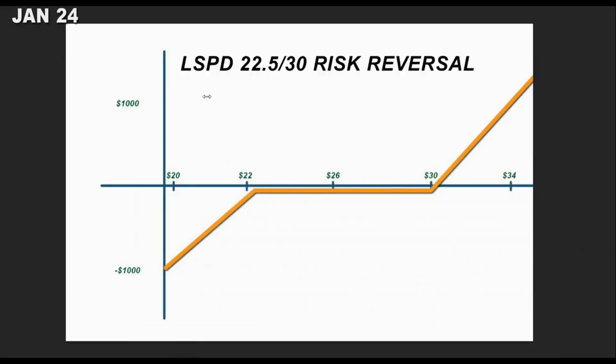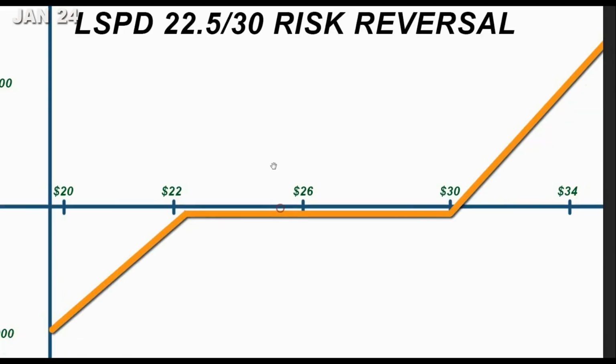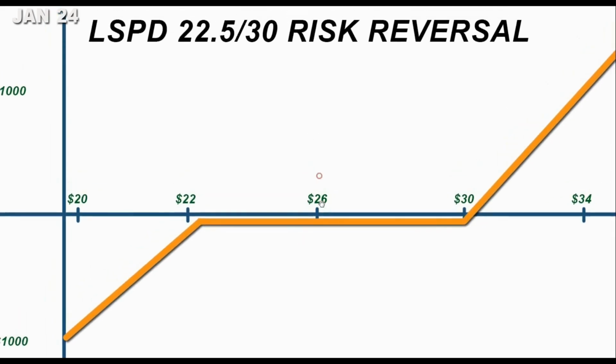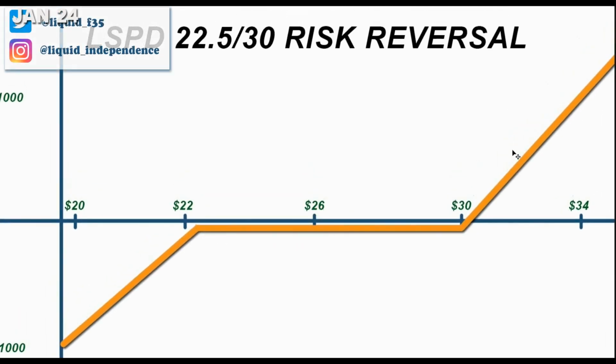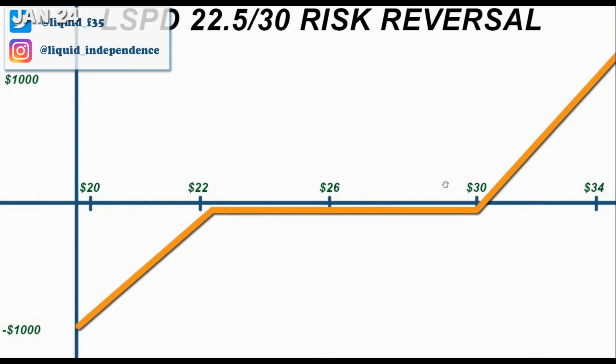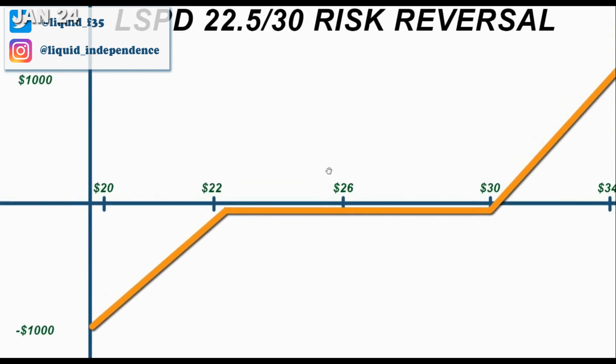And the profit and loss graph pretty much looks like this. Right now it's at around $26, so that's in the middle there. The orange line is basically my profit and loss. As you can see, between 22.50, which is my put option, and $30, which is my call, I pretty much don't make anything. In fact, I'm losing money.